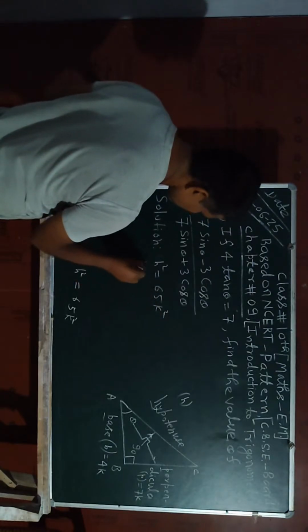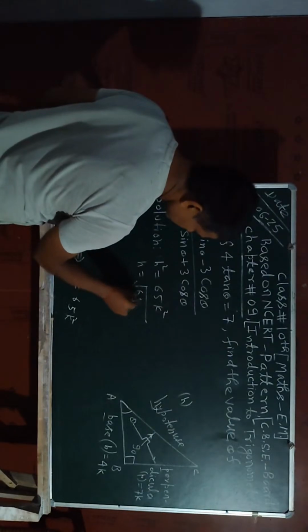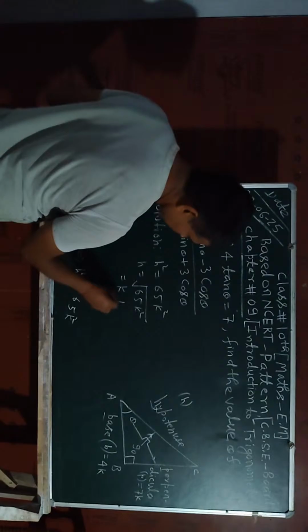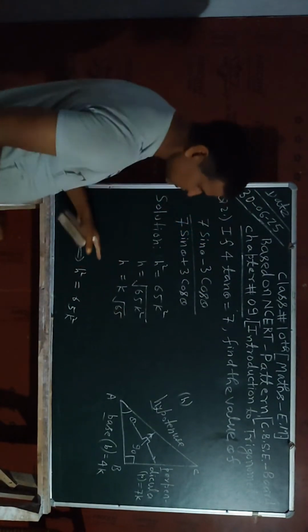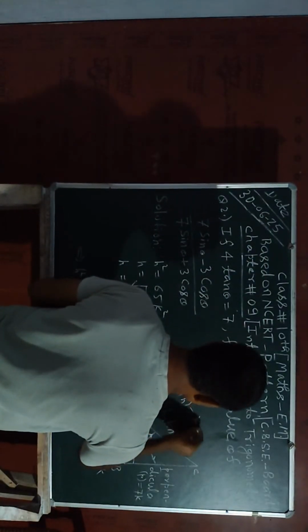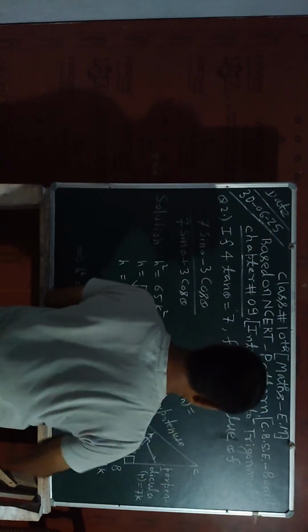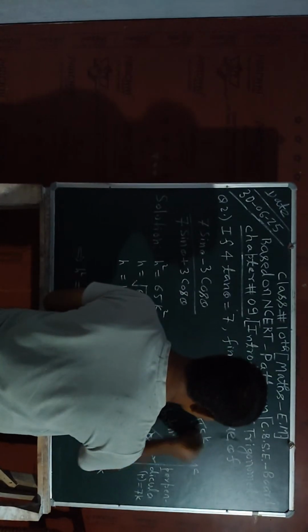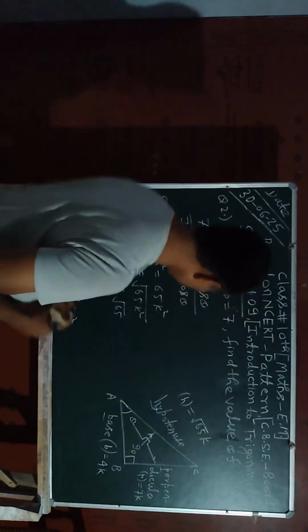I will take the square root. So h is equal to square root of 65k square. Again I will take k outside and put 65 under the root. So the value of h is k into root 65. In other words, I can write root 65 into k. So this is root 65k.